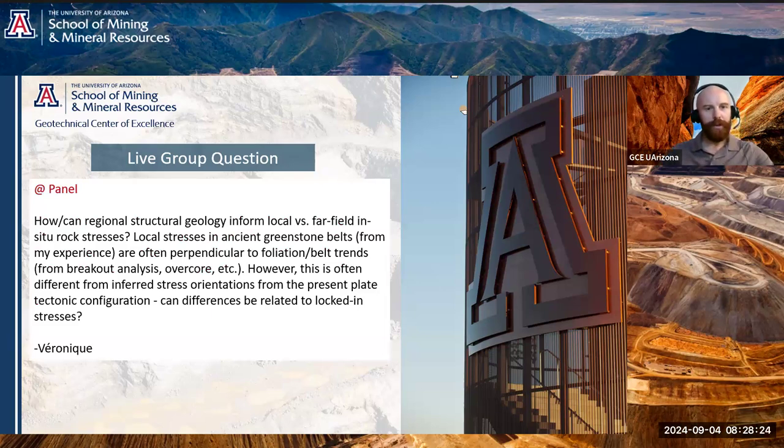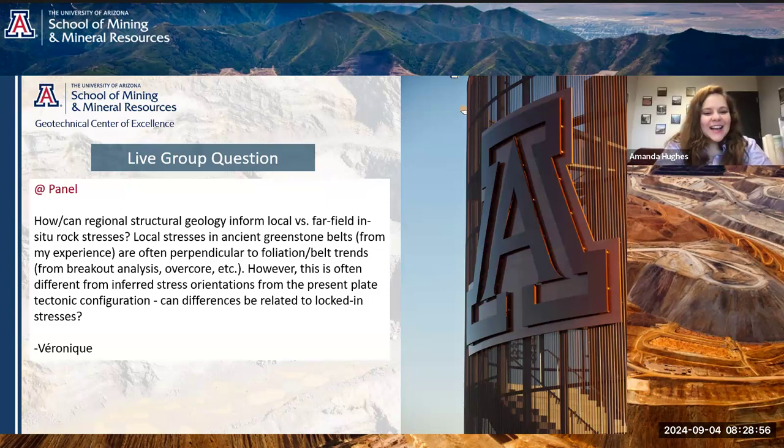How can regional structural geology inform local versus far field in situ rock stresses? Local stresses in ancient greenstone belts, from my experience, are often perpendicular to foliation / belt trends from breakout analysis over core, etc. However, this is often different from inferred stress orientations from the present plate tectonic configuration. Can differences be related to locked-in stresses? And I think maybe I will kick this over to Amanda. Sounds like an Amanda question. Sure, to get us started.